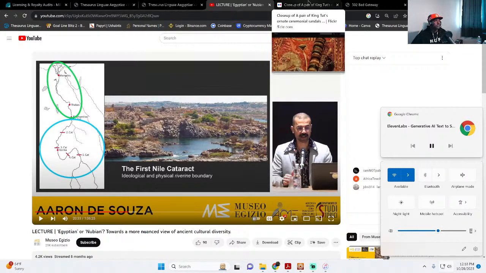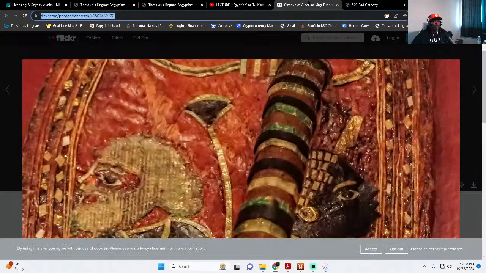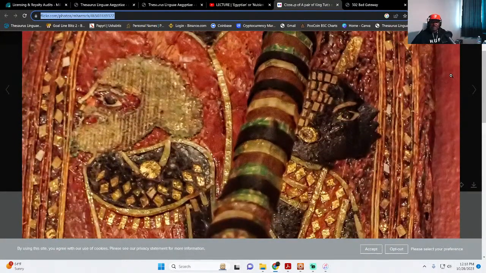Yeah, and so when we start to look at, now we know how people exploit images like this.